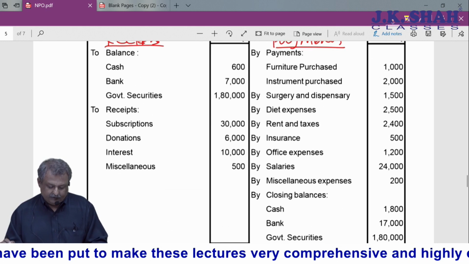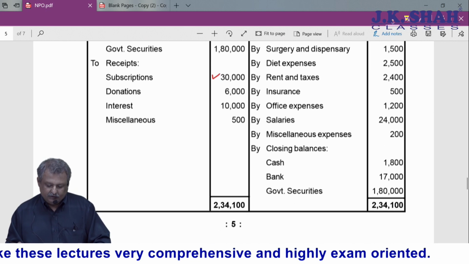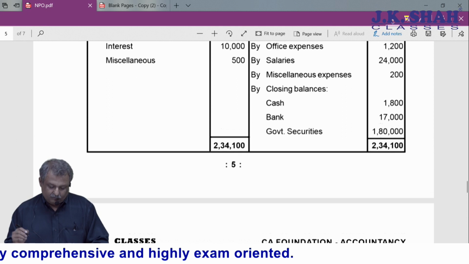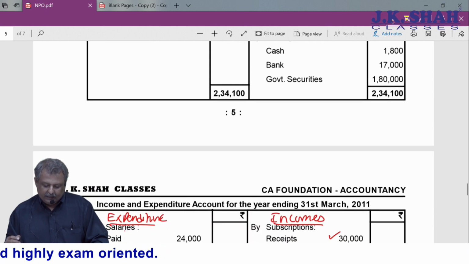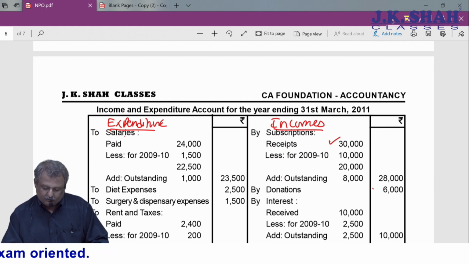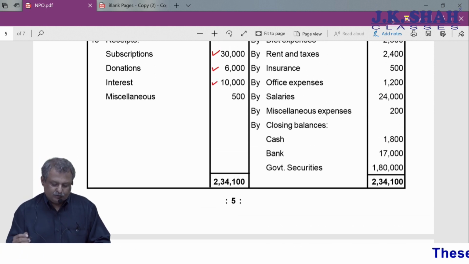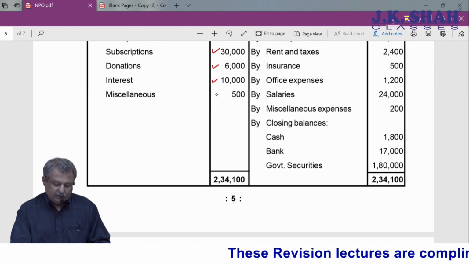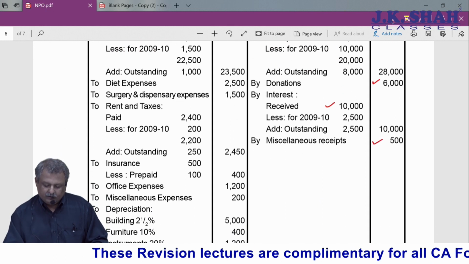No. Then leave it. Then subscription 30,000. 30,000 is given here, and on the income side receipts 30,000 is given here. We should put a tick mark. Donation 6,000 and donation 6,000 given here. Then interest 10,000 and interest 10,000 received given here. Similarly, miscellaneous income 500 and miscellaneous receipt 500 given.